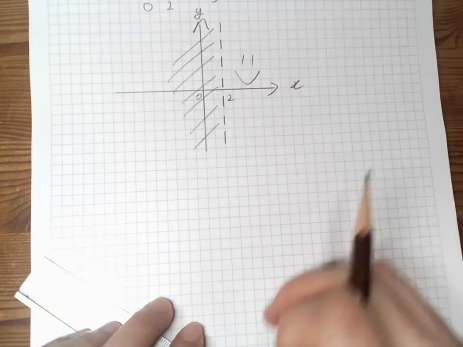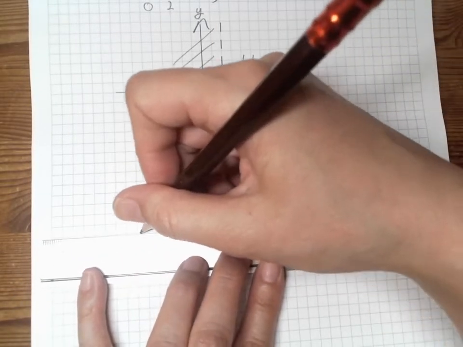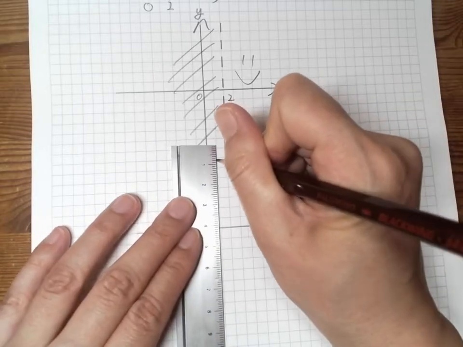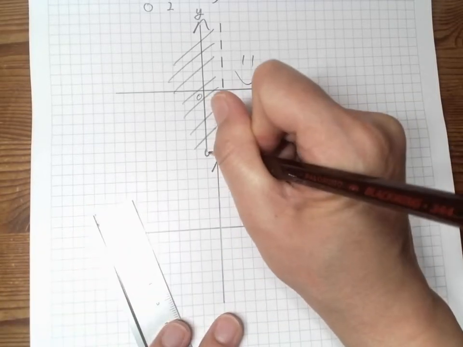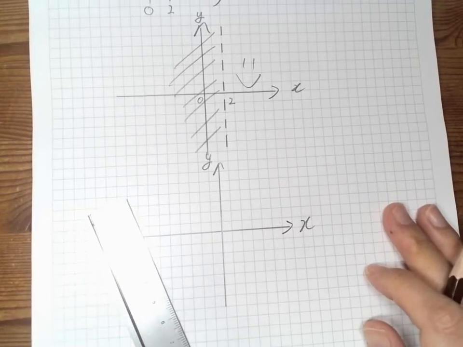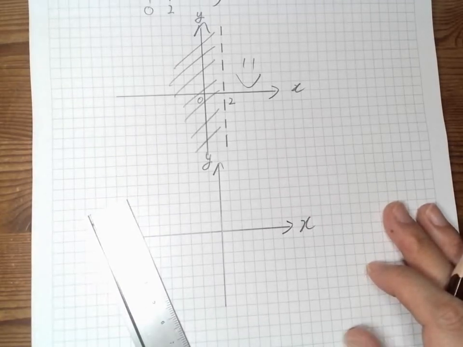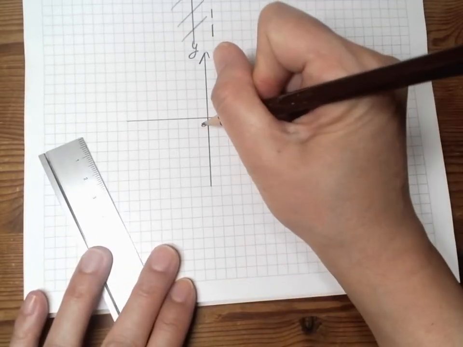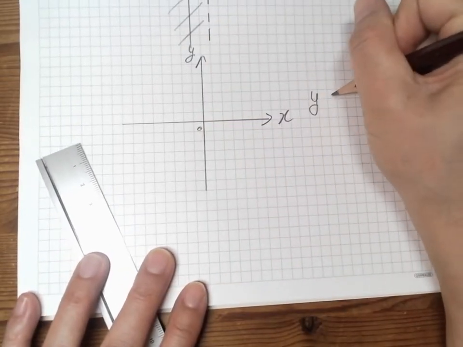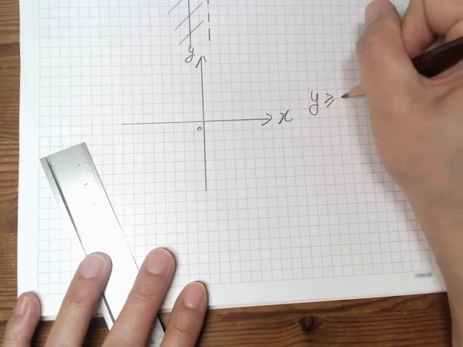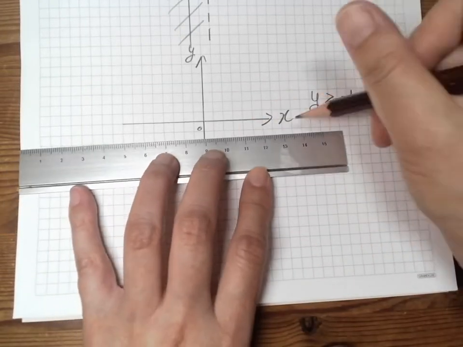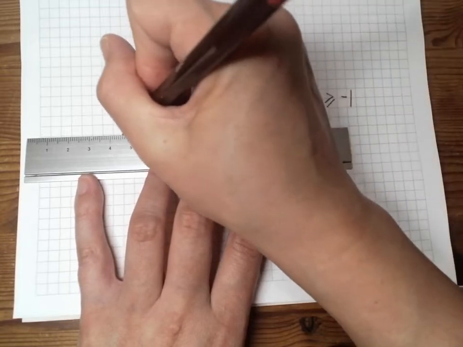Similarly, because it's a coordinate plane, we could have y bigger or equals to 2. So now we have another inequality here, another coordinate plane here. We will have 0, and this time we have y bigger or equals to -1. So -1 here, bigger or equals to, so it's a solid line.